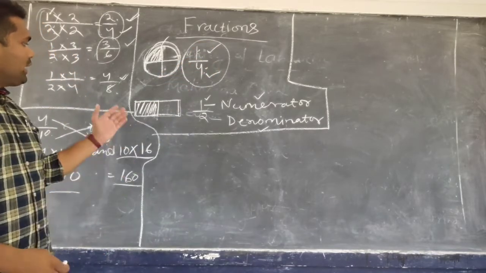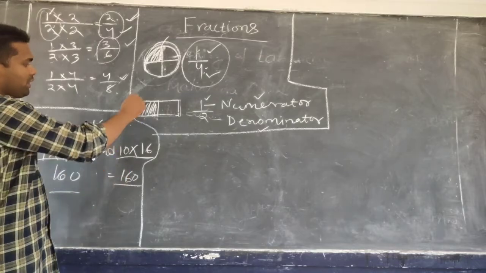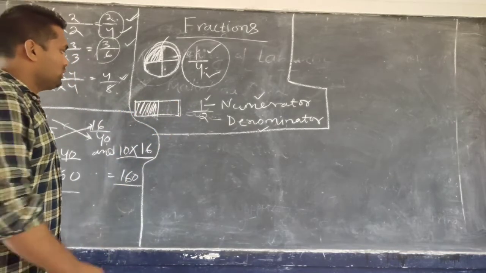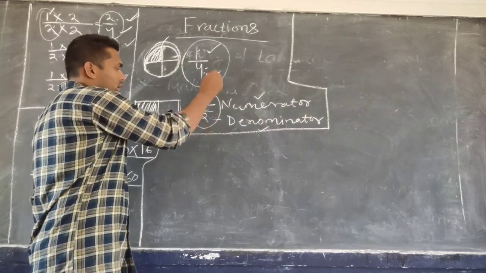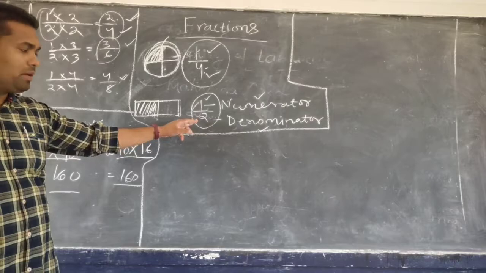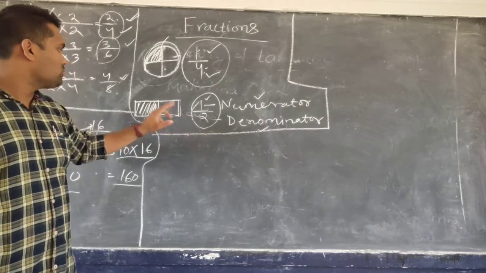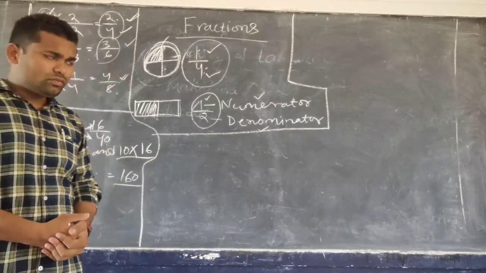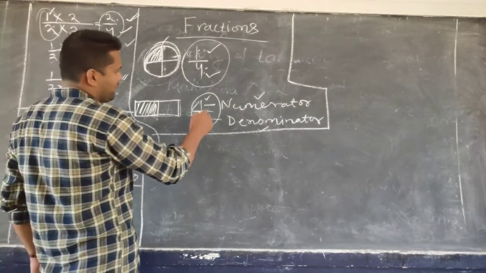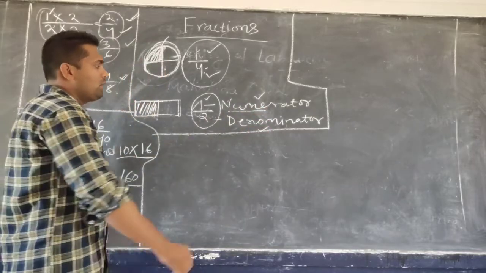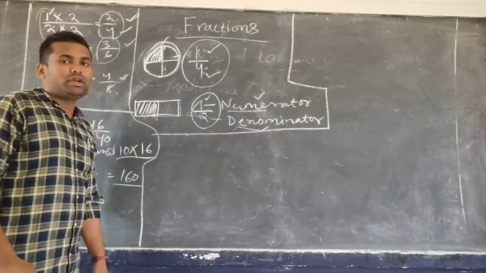In the next example, if we take one brick and equally divide it into 2 parts and take one part, we indicate this in fraction form as 1/2. It means from 2 parts we take one part. Here the upper part of the fraction is known as the numerator, and the lower part of the fraction is known as the denominator.